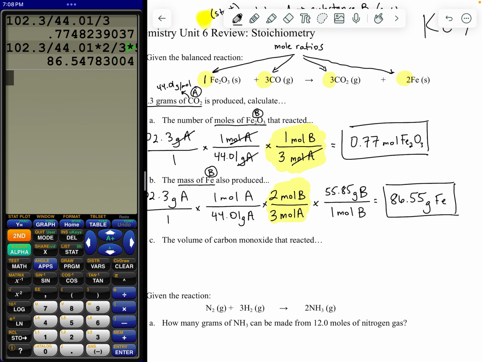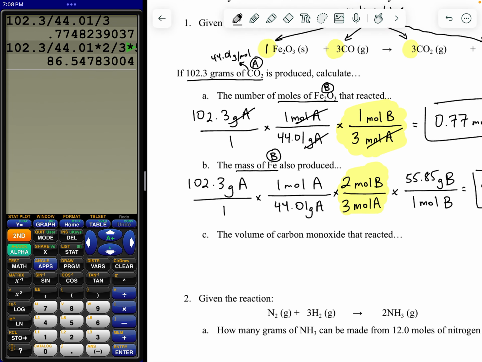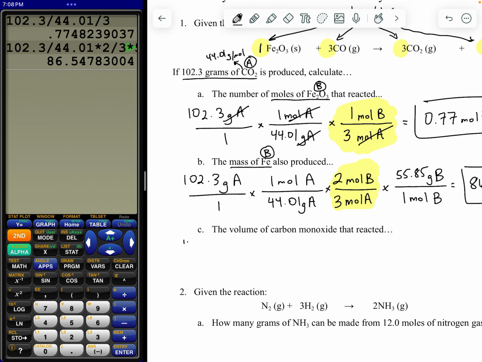All right, there's that, and then the last step here would be our 102.3 grams of A, because we are starting with, again, that amount of carbon dioxide. And we are going to go to volume of carbon monoxide here. And in that case, that would be liters of CO. All right. And then we're going to make sure that we note that that is substance B here. So I can give you the name, and then you should know that that is the formula.